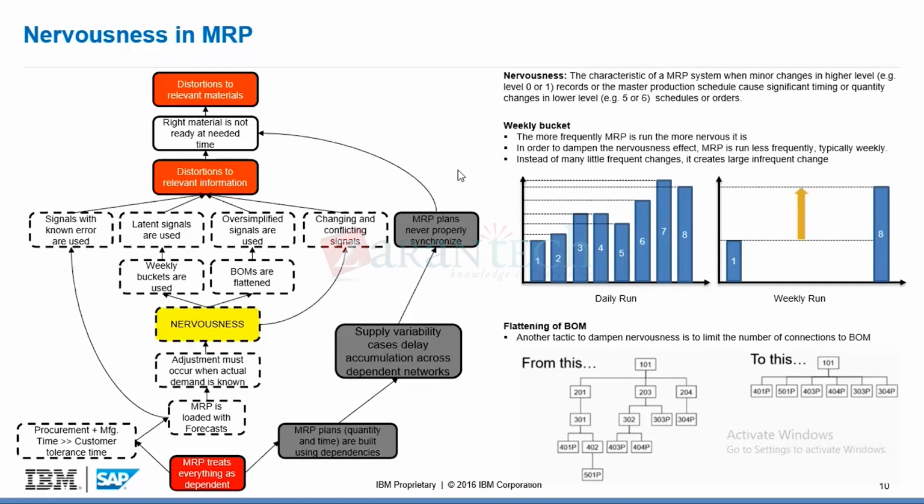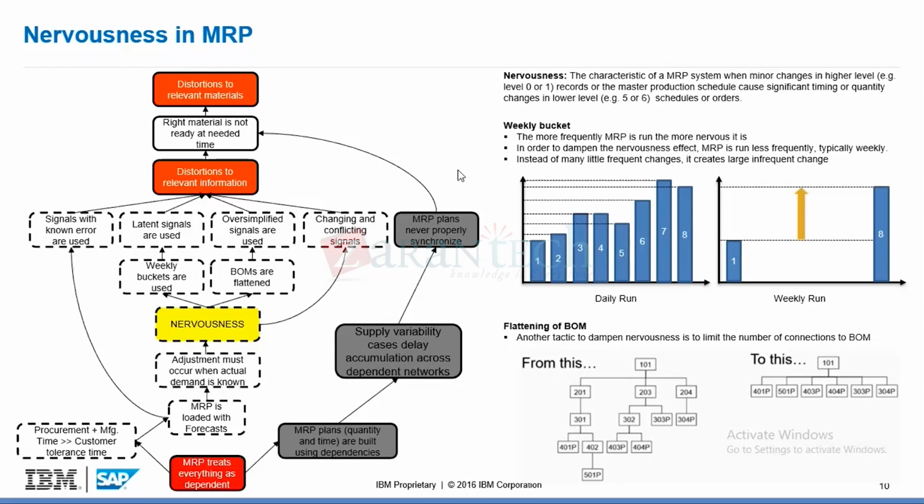So what is the nervousness? It is the characteristic of an MRP system where minor changes at a higher level, say at the top level or a sub-assembly level, or in the master production schedule, cause significant timing or quantity changes at a lower level. That happens with materials having a long lead time down the line, for raw materials. So that is why our planning or forecasting is affected.